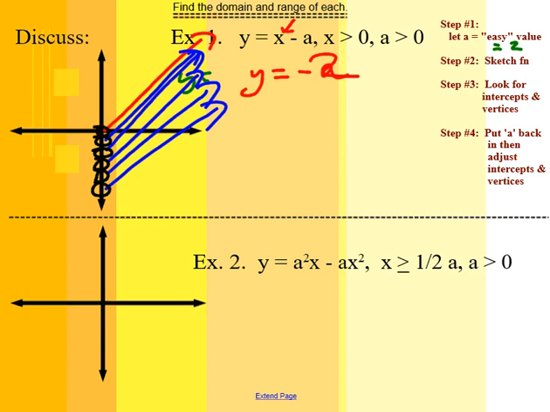But technically, the y-intercept can't exist because x has to be greater than 0. All right. Now what else can we examine? Put a back in and then adjust the intercepts and the vertices. That's this part where I was saying, but you picked a to be 2. But a could have been anything.